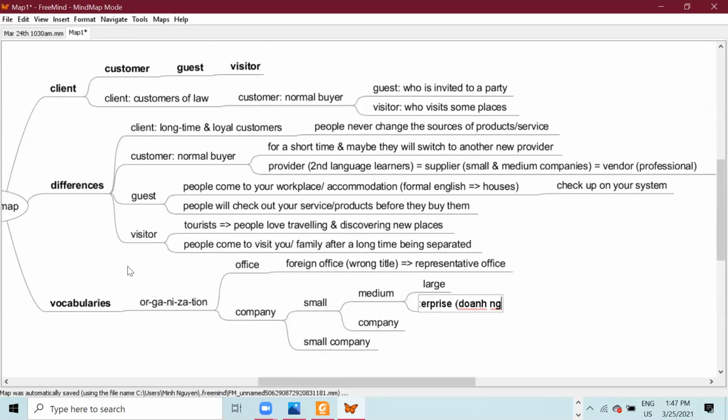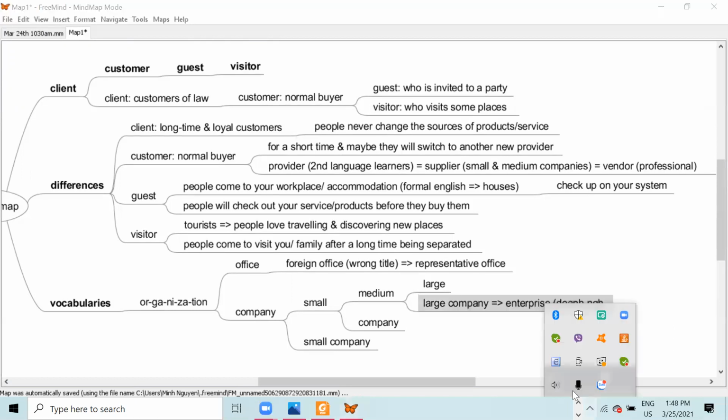And if you develop the company to be a large company, you are going to use the word enterprise for large company. And in Vietnamese, we have a very nice word for enterprise, that is doanh nghiệp. So we have the word doanh nghiệp for enterprise in Vietnamese.